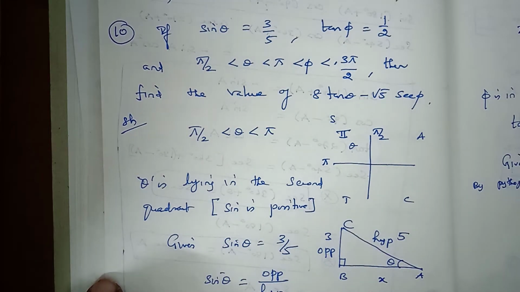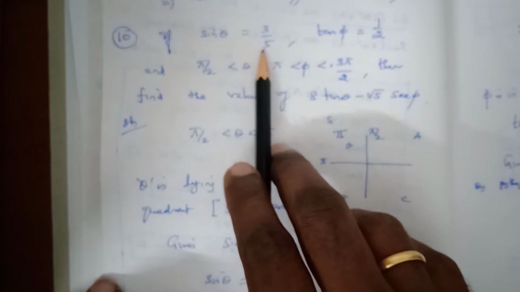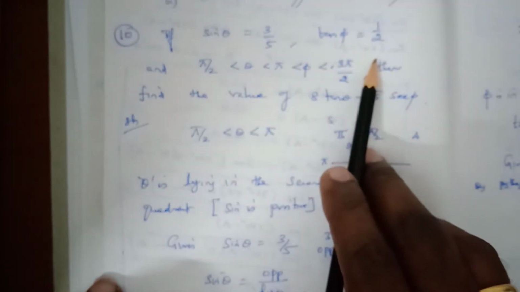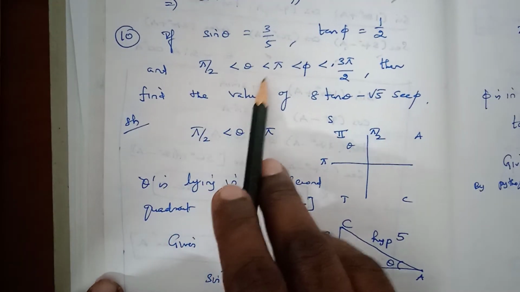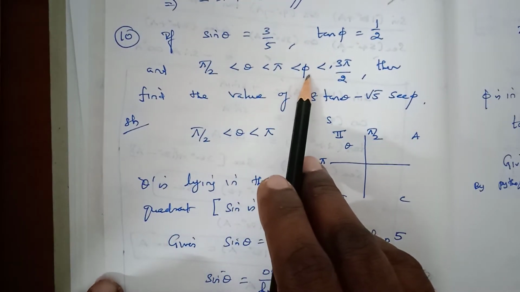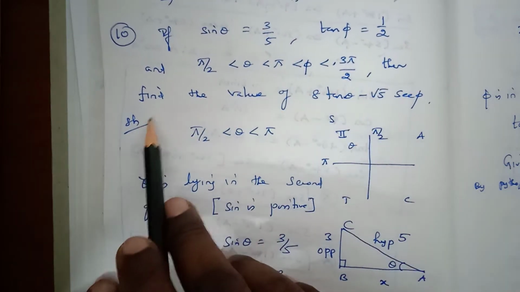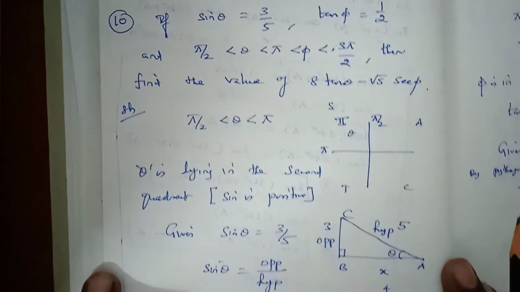Exercise 4.1, sum number 10. If sin theta equals 3 by 5 and tan phi equals 1 by 2, and pi by 2 less than theta less than pi less than phi less than 3 pi by 2, then find the value of 8 tan theta minus root 5 secant phi.